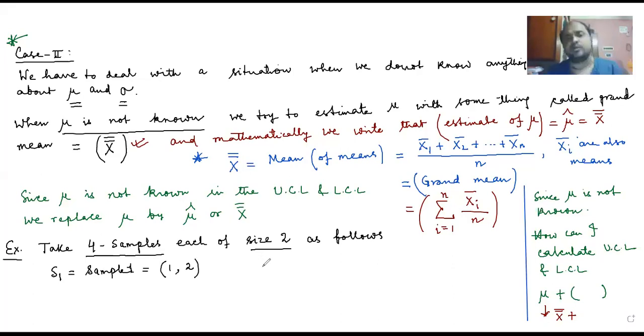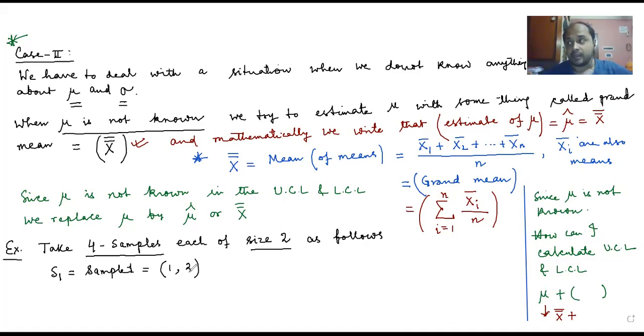If you ask me, what are these 1 and 2? Nothing. From just a mathematical purpose, from a pedagogical point of view, I am considering these values 1 and 2, just to let you know how to calculate X bar bar. And if you ask me for a practical example: say you are producing screws, and in sample 1 you choose two screws and calculate the axle diameter of the first screw and the axle diameter of the second screw. That is your sample 1.